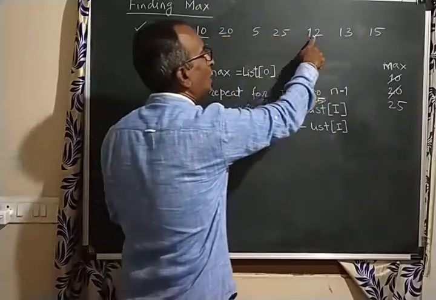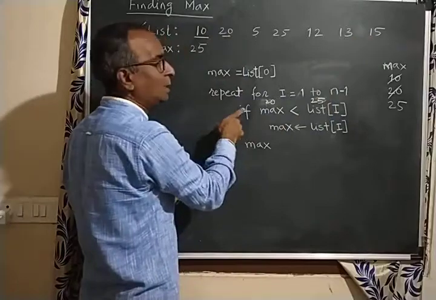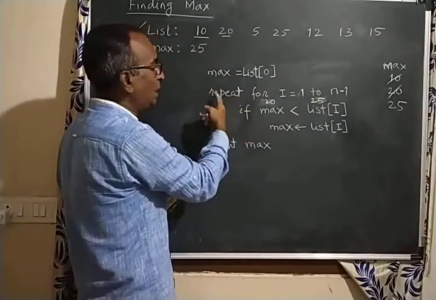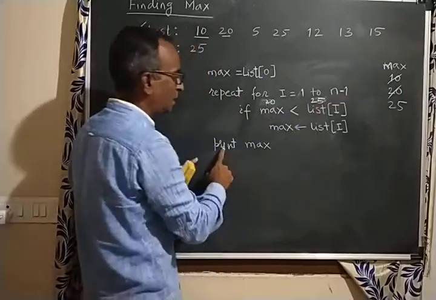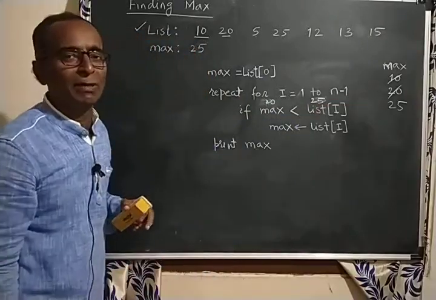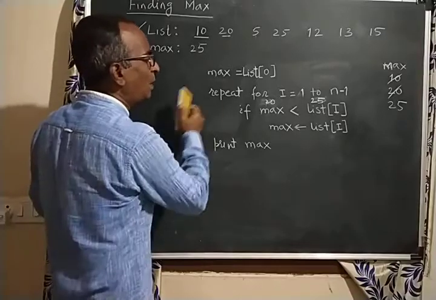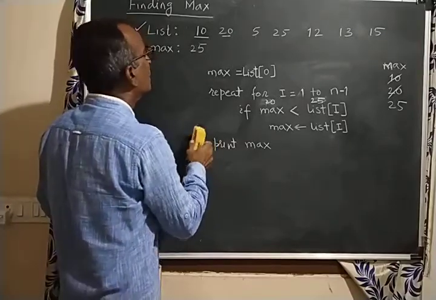And for all other numbers, this condition will be false. This loop will be exhausted, then it will come out. What is in max? Max has the value 25. This is simple. So how to implement this logic in a program?